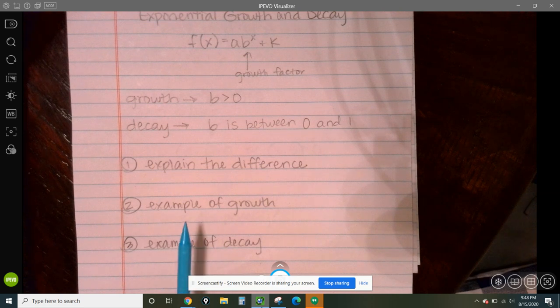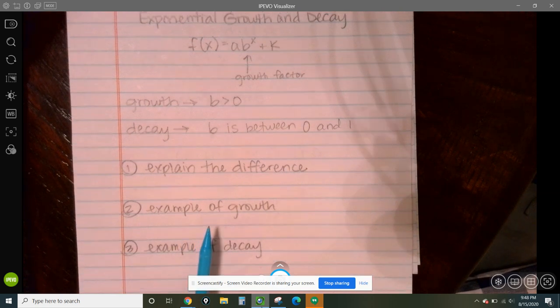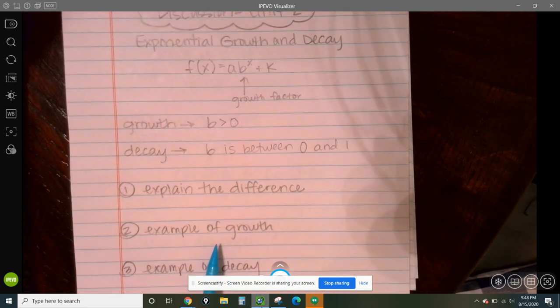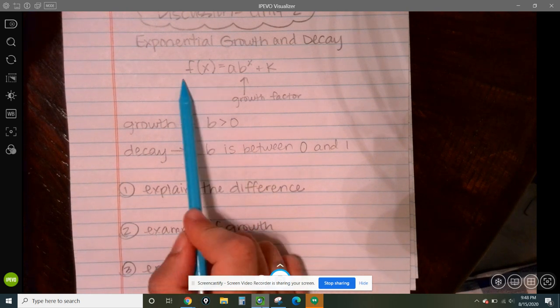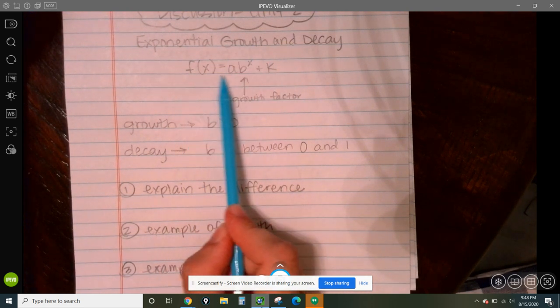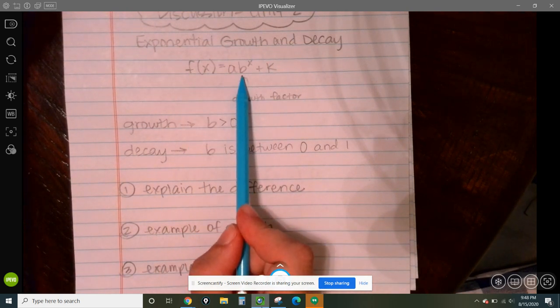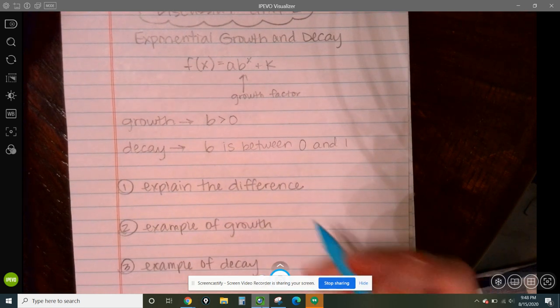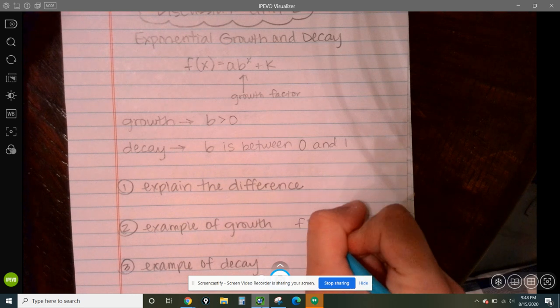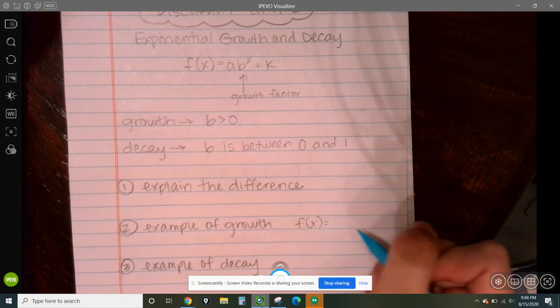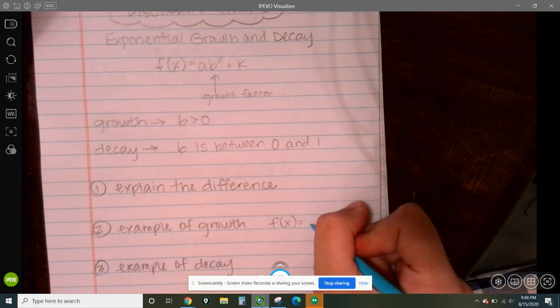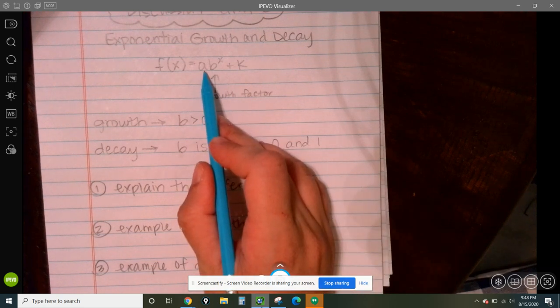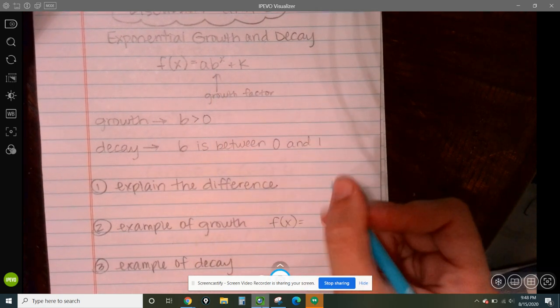Then you have to give an example of a function that is exponential growth. So you're going to use this formula, come up with your own numbers, but just make sure for growth that the growth factor is greater than 0. So for example, now you don't get to use this one on your discussion, but you can come up with your own numbers. I could write f of x equals, and I'll just choose anything I want for a because this is my own example I'm making up.